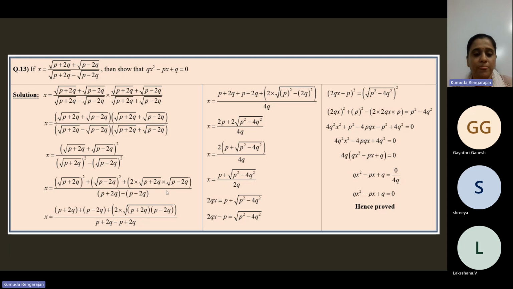So here this is the square root of p square minus 4q square. So it's a square root basically. So square on both the sides. When you square on both the sides, it looks like 2qx minus p the whole square is equal to the square root of p square minus 4q square the whole square. That's what is here. Square on both the sides.